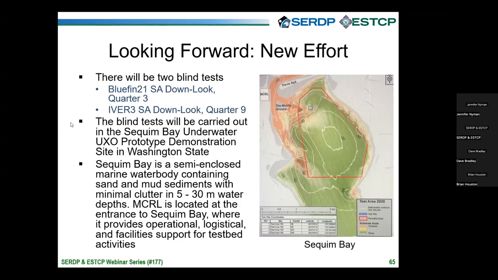In the new effort that has been funded, we'll be going to the West Coast in the fall to Sequim Bay. This is a regulated SERDP ESTCP system, or if you will, test site, where we'll be able to go in there and run our existing system that we just showed you work on for Boston. We'll run it in this facility and basically be able to show the type of performance in that facility, which is, we're assuming, based on all the work we've seen so far, all the documentation, and the MCRL is located at an entrance to Sequim Bay, and it's quite simple. The environment is quite simple, a little bit more benign than what we've been working in the Boston Harbor.